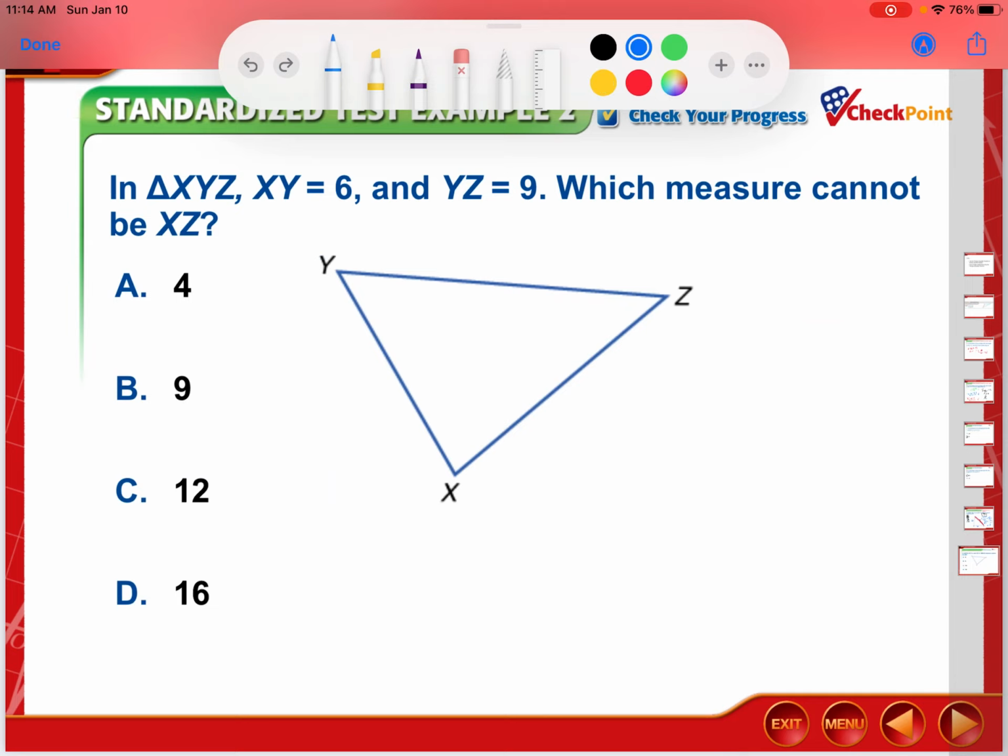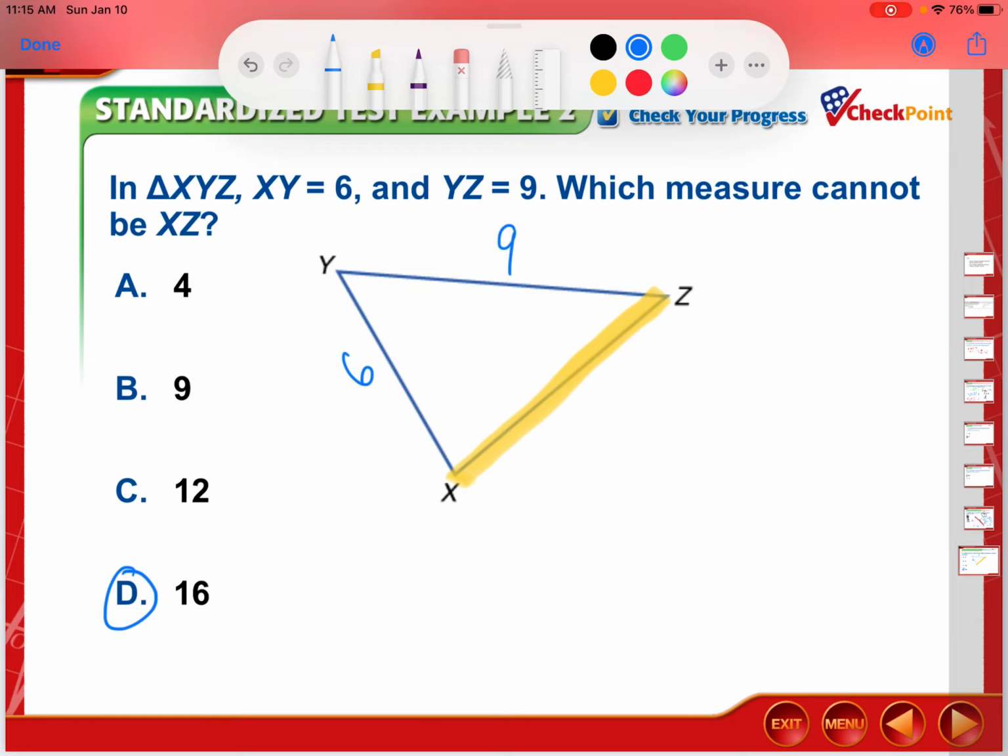But let's try it again with this problem. We have xy, which is 6, and we have yz, which is 9. Real quick, they ask us which measure cannot be xz. If I made that side 4, we would have 4 plus 6, and that would be greater than 9, so that works. Same deal with 9. Those all work. 9 plus 6 would be greater than 12, so that works. If we made it 16, 6 plus 9 would be 15, so it would not be greater than 16. So our answer would end up being D, if we were working it out the way the problem wanted us to.